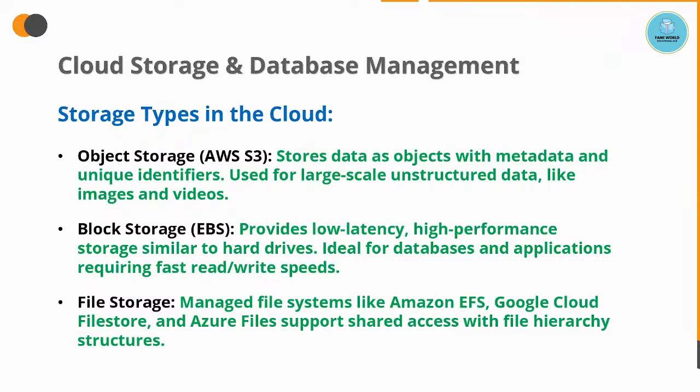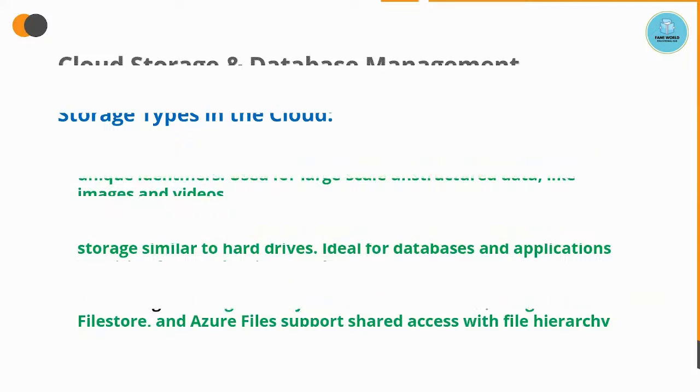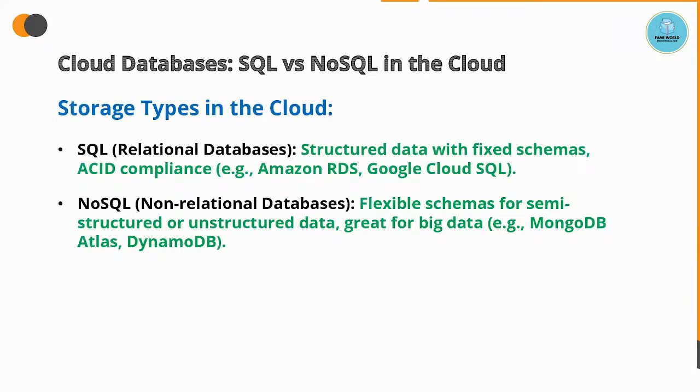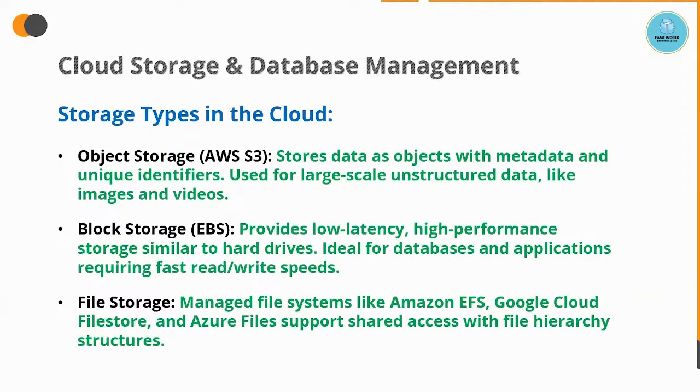So when we talk about cloud storage and database management, storage types in the cloud are object storage, block storage, file storage. And then SQL and NoSQL. I will talk about those later. Before that, I will talk about object storage, block storage, and file storage.